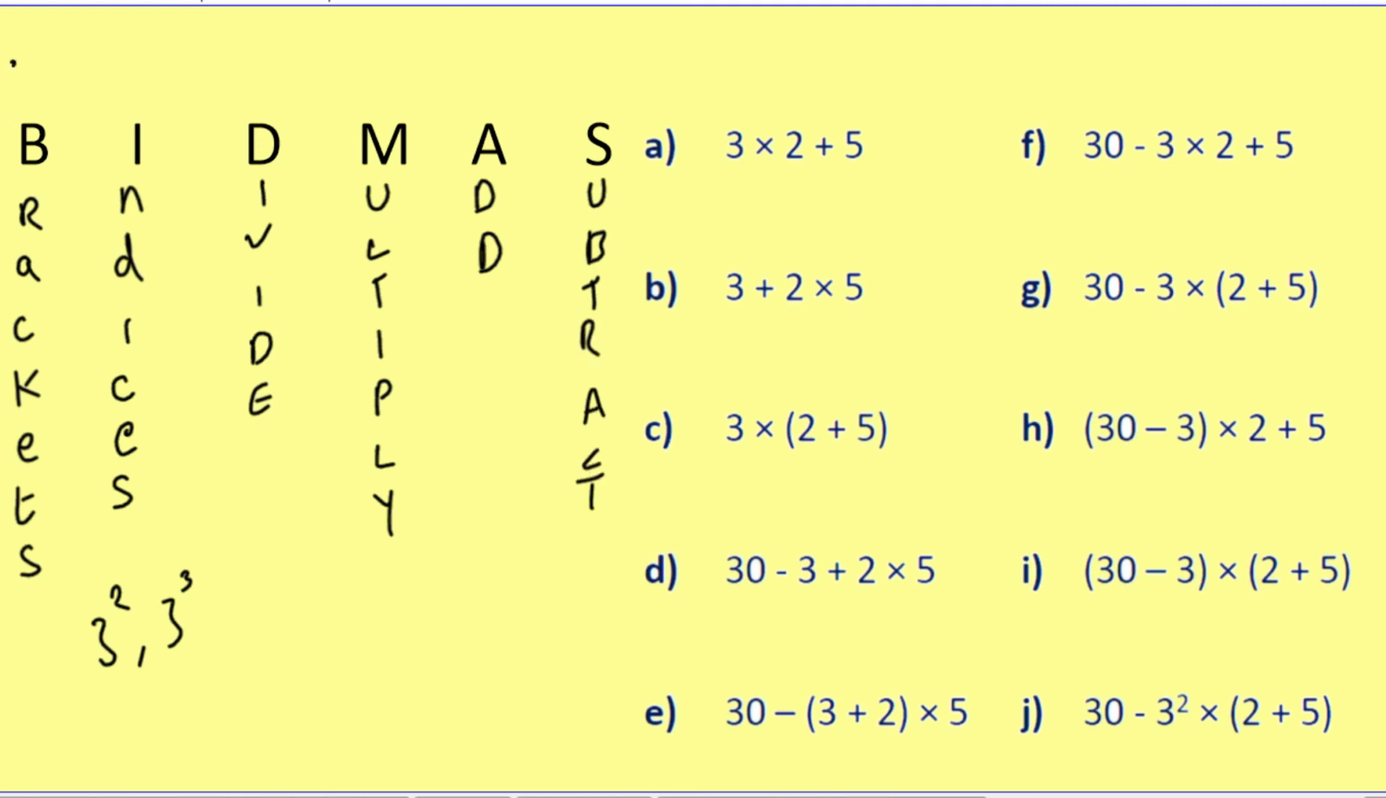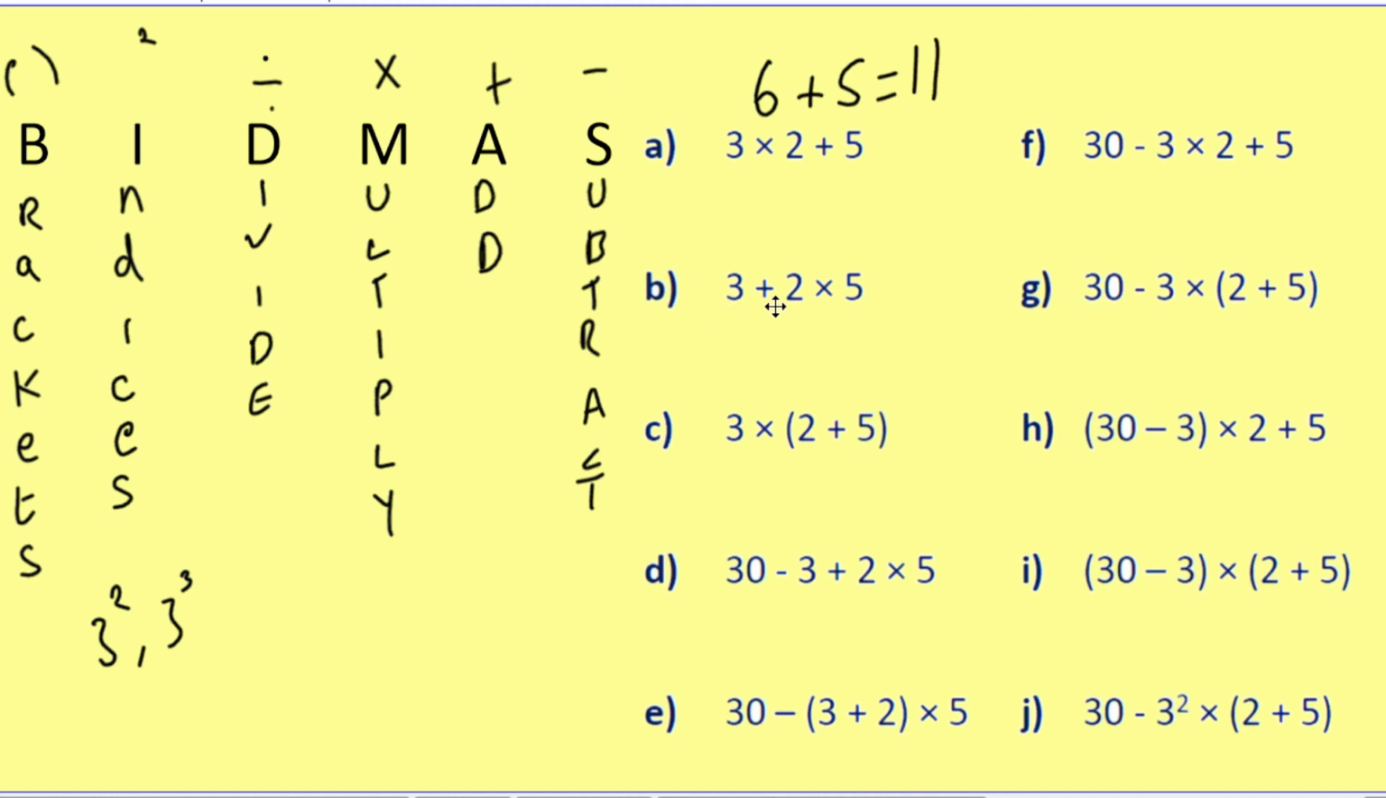Okay, so brackets first, then any powers you have, then any divisions, multiplications, additions, and finally subtractions. So if we look at this first question, we've got a multiplication and an add. Looking back to BIDMAS, working left to right, we've got multiplication before addition. So we're going to do this part first. 3 times 2 is 6, and then we're going to add the 5, which gives us 11.